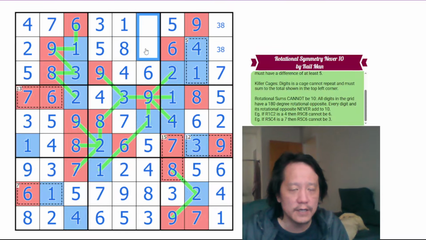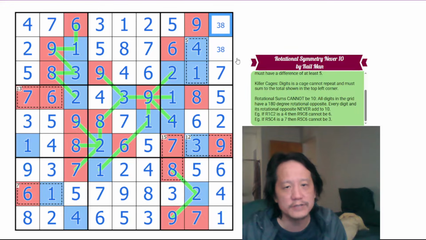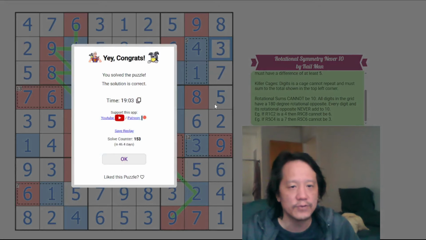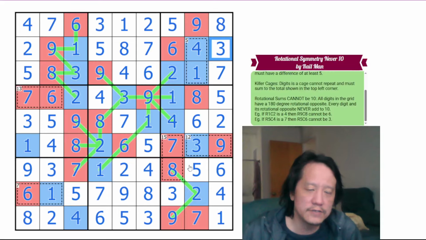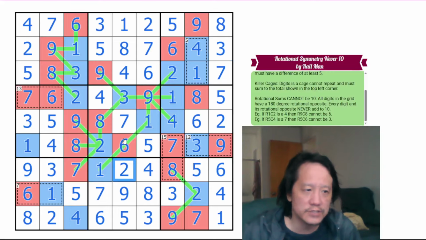Remaining digits in column 6 are 2 and 7. This can't be 7 because of the 7 in the row. So that's 2, that's 7. 3 eliminates 3 here. So that's 8 and 3. And that's a solution. Let's just double check.